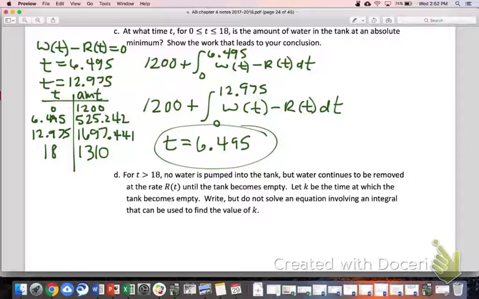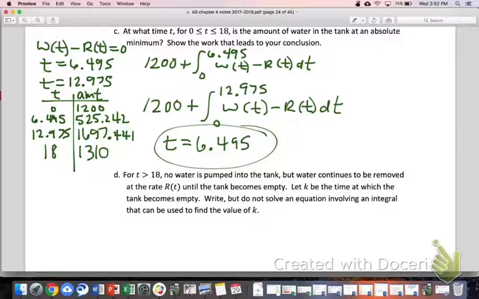Guys, I want to close this one off for you. Let's do this last one together. This won't take very long to do. This says for t greater than 18, so beyond the domain of what we've done so far, the water being pumped into the tank is turned off. That stops. But the water continues to be removed at the rate r of t until the tank becomes empty. Let k be the time at which the tank becomes empty. Write, but do not solve, an equation that you could use to find the value of k.